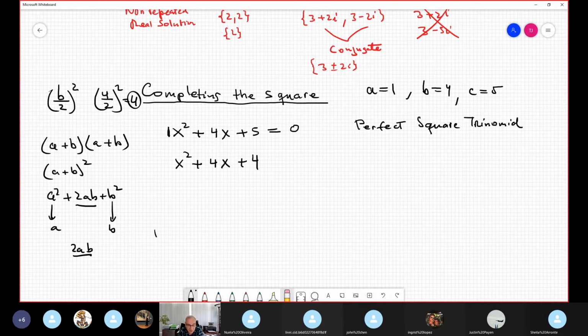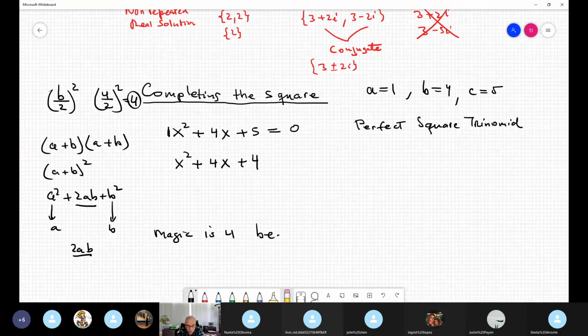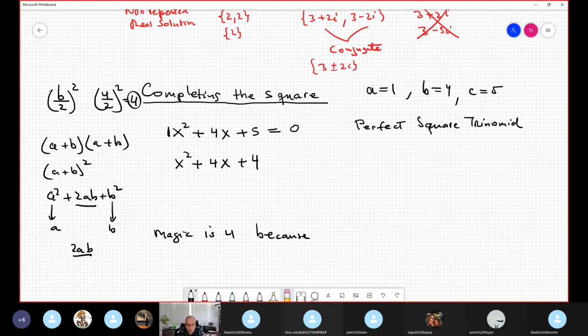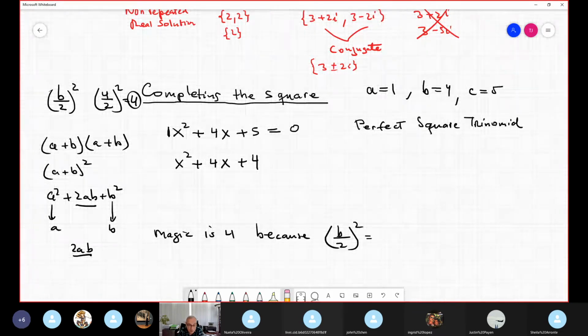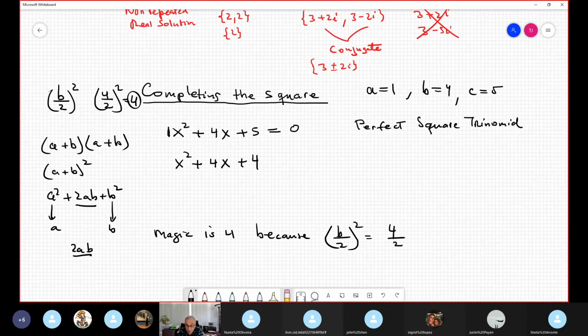So the magic number is 4 because I apply the formula (b over 2) squared. B in our specific example is 4, divided by 2 is 2, and 2 squared is 4. That is the reason that I introduce artificially this 4, the number that completes the square. Okay, I understand that.